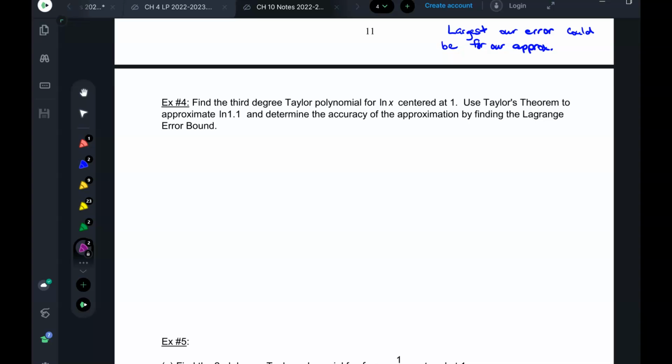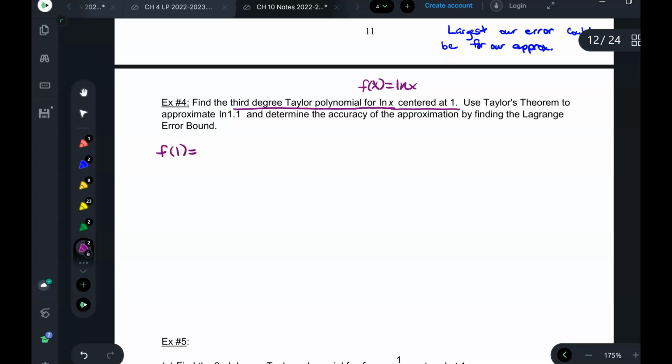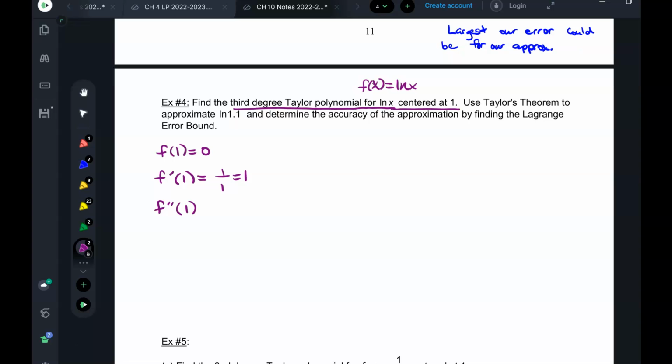Okay, so let's do this first. Find third. Okay, so f of 1 is 0. F prime of 1 will be 1 over 1. Okay, so the first derivative would be 1 over x, so the next is negative 1 over x squared, or negative 1.